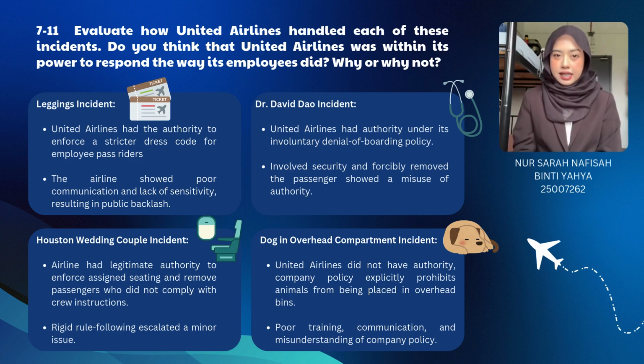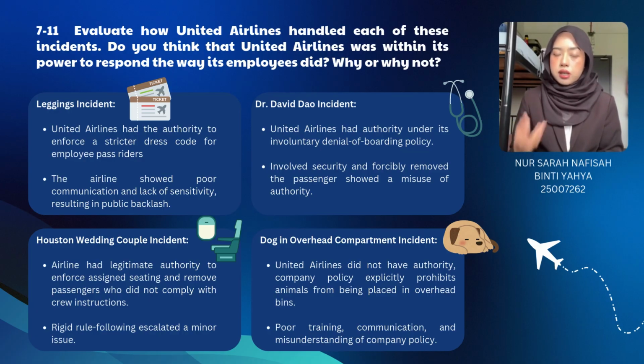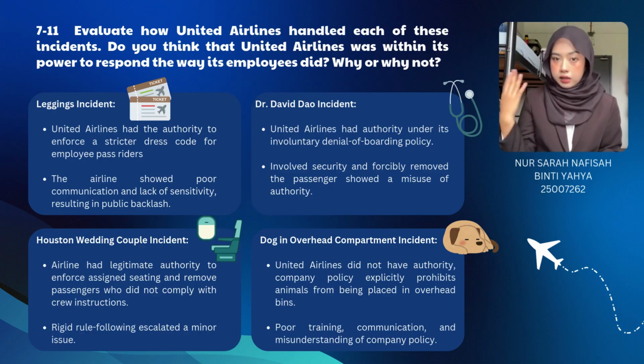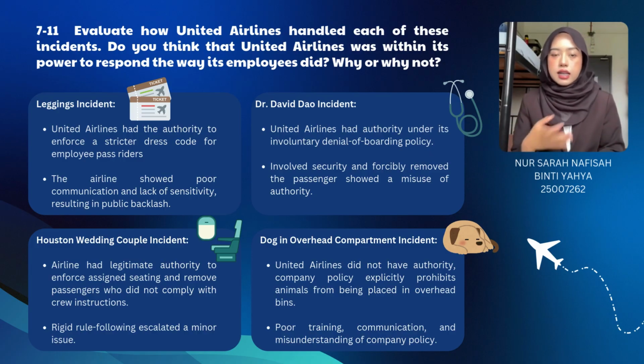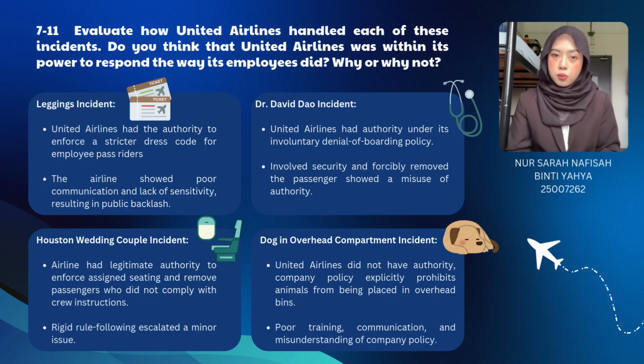In contrast, the incident involving the dog placed in the overhead compartment was not within United Airlines' authority. This is because the company policy explicitly prohibits animals from being stored in overhead bins, indicating that the flight attendant has acted outside their formal authority. So this may be caused by several factors. One of them may be poor communication or lack of training, as well as poor understanding of the company's policy.